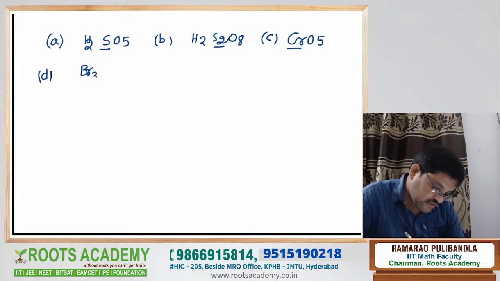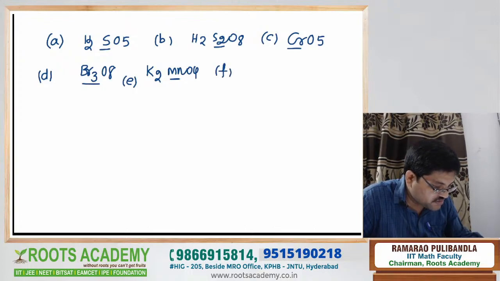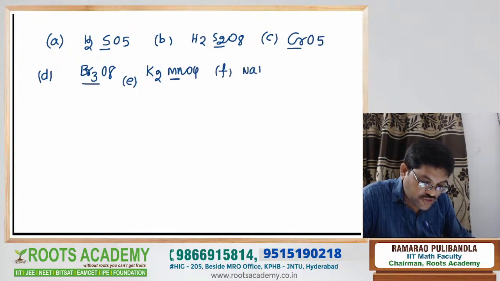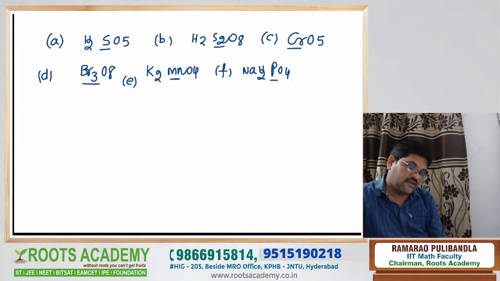Br3O8. Right. And the next bit is what? K2MnO4. What is K2MnO4? Potassium permanganate. This is the fifth bit. And come to the sixth bit. That is what? NaH2PO4. I am asking about the underlined atom. Understood? Yes. The first one, we write H2SO5.